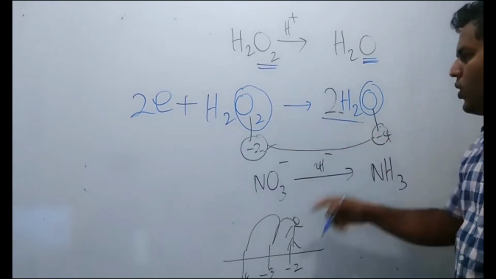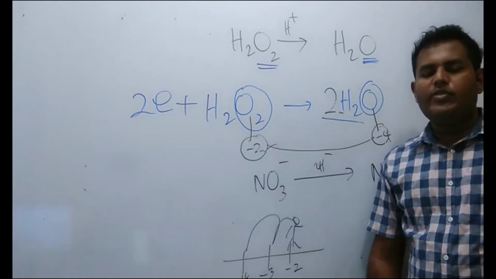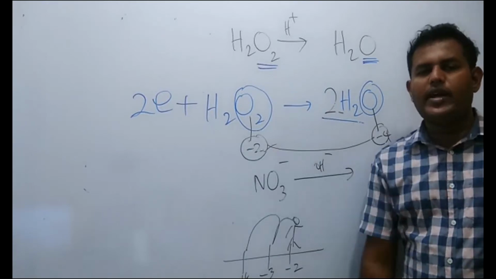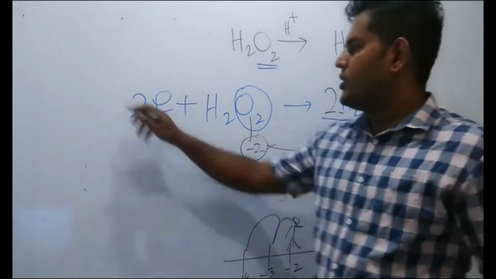2 times 2, 4. And here 2. How to balance the hydrogen difference? We use H plus. How many H pluses we have to use? 2. So use 2 H plus.